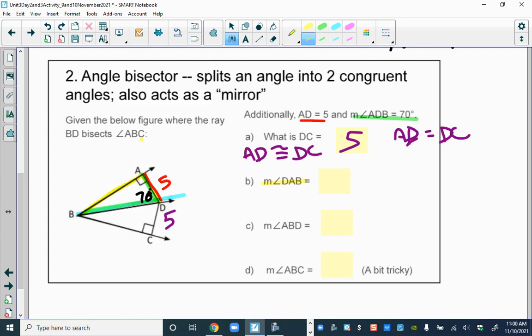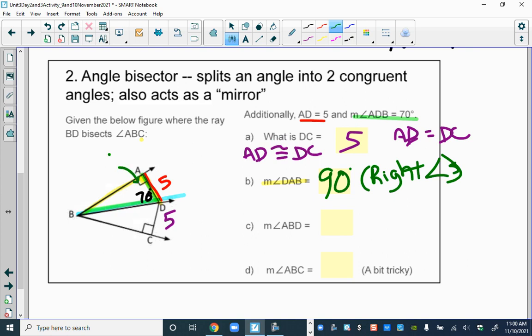So, what type of angle is DAB? That's a 90. That's a right angle. Very good. That's a right angle. So this part is 90.